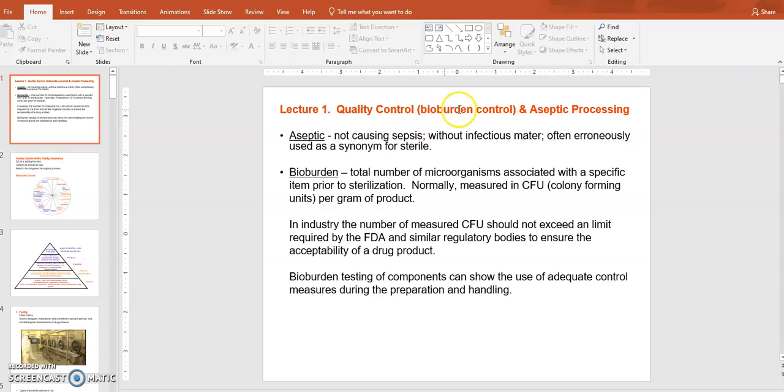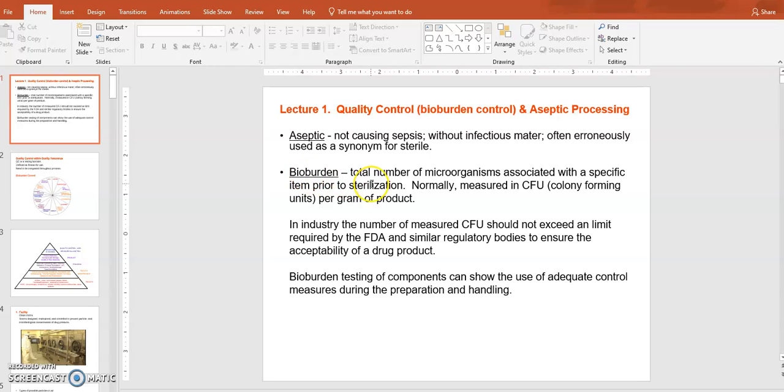Bioburden means the total number of microorganisms associated with a specific item prior to sterilization. That means, in your product manufacturing conditions, your clean room surfaces, or the raw materials you're using, it's the total number of microorganisms, including prokaryotic cells and some eukaryotic cells as well. Potentially those are all sources of contamination, so those are considered bioburden. You need to control the amount of bioburden in your CGMP space, process, personnel, raw material, and everything, right?